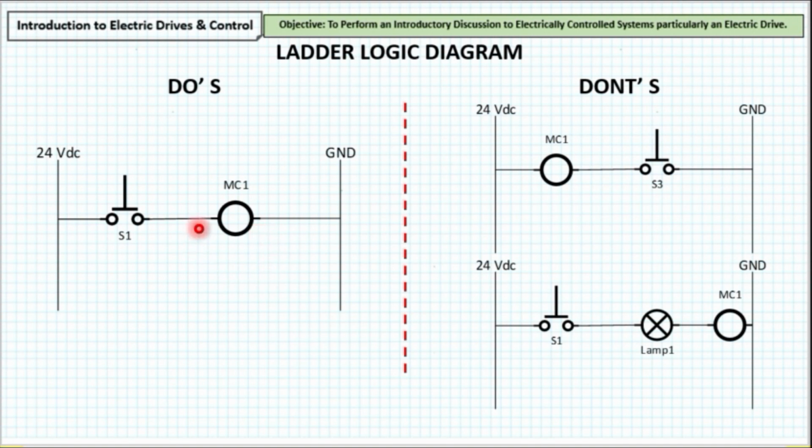hindi yung kanilang contacts. Okay, so there's also a rule that is called one load per line or per rung. In a ladder logic, loads cannot be connected in series. So as much as possible, per line, isang load lang.